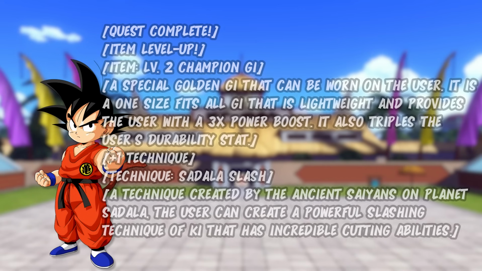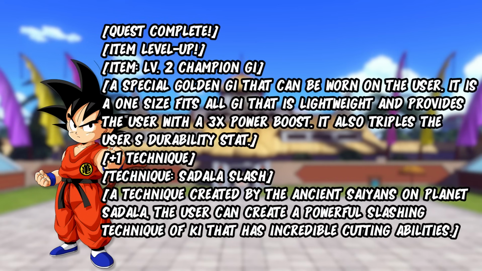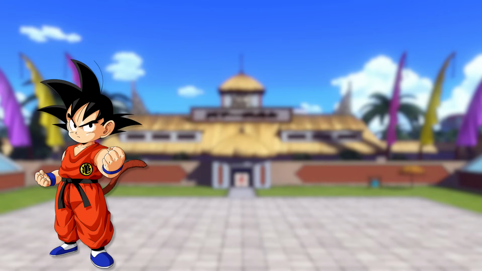Quest complete. Item level up. Item level 2: Champion Gi. A special golden gi that can be worn by the user. It's a one-size-fits-all gi that is lightweight and provides the user with a 3x power boost. It also triples the user's durability stat. Plus one technique, Technique: Sadala Slash. A technique created by the ancient Saiyans on planet Sadala, the user can create a powerful slashing technique that has incredible cutting abilities. With even more rewards, Goku is happy to know that his power can seemingly grow endlessly with this system of his.